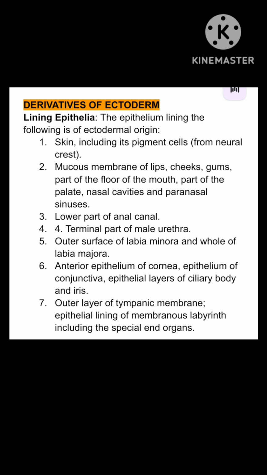The lower part of the anal canal is ectodermal in origin. Also, the terminal part of the male urethra comes from ectoderm. In females, the outer surface of labia minora and the entire labia majora are derived from ectoderm.